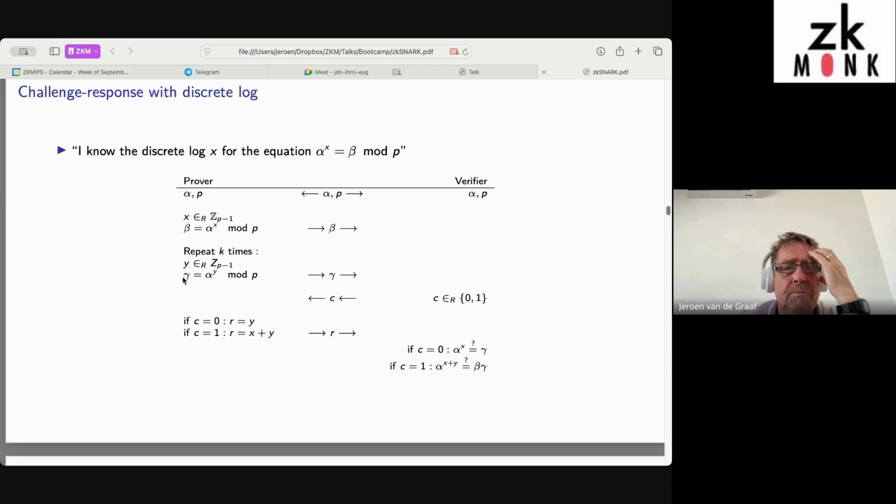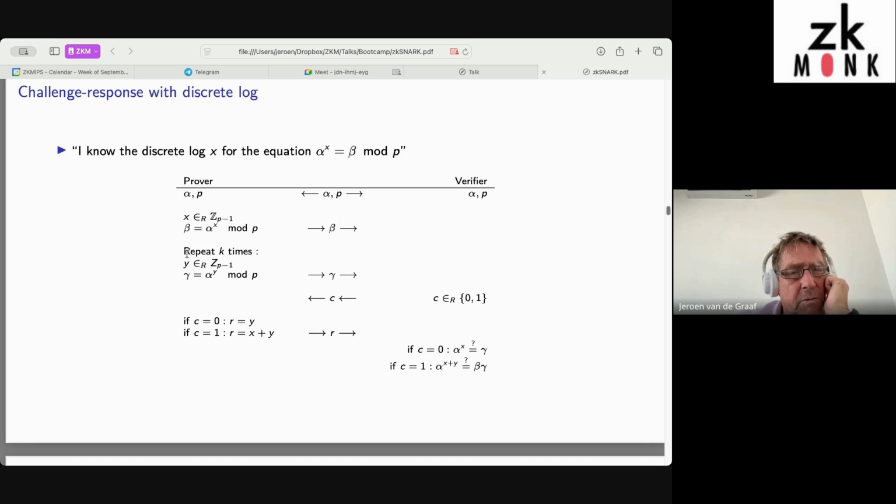So, first we just send the parameters. Then in this step, this is the beta, the statement that this is all about. So these two steps are done only once. Then we're going to repeat the following protocol a number of times.